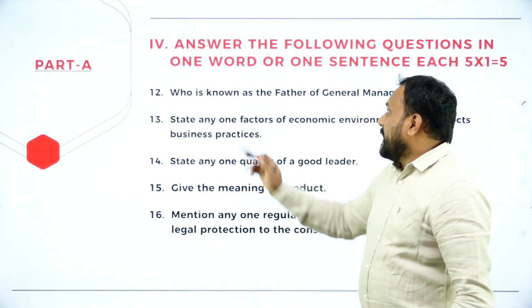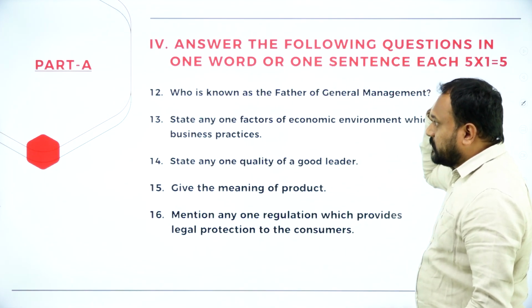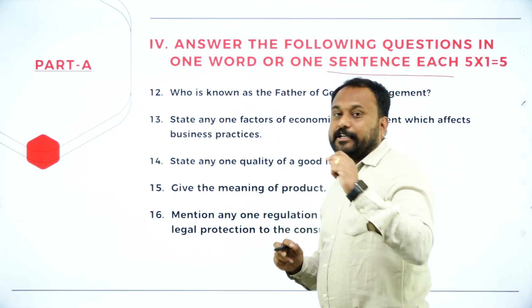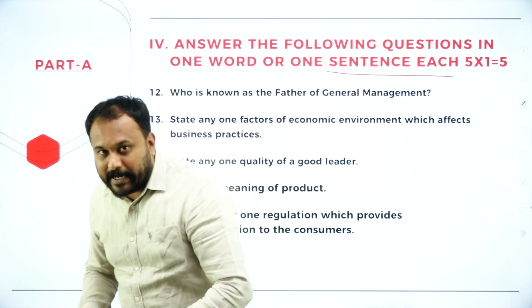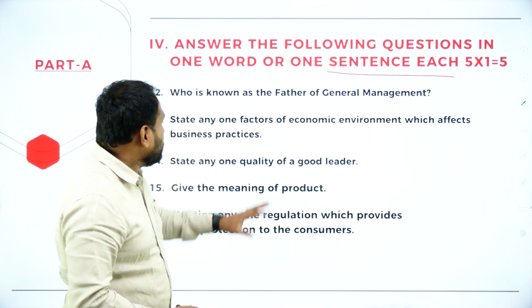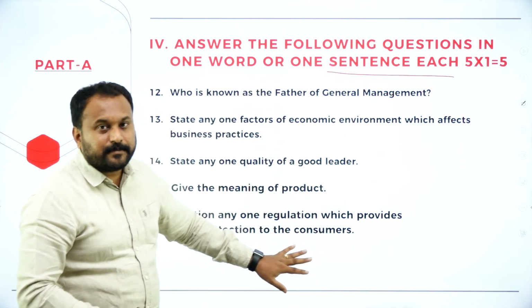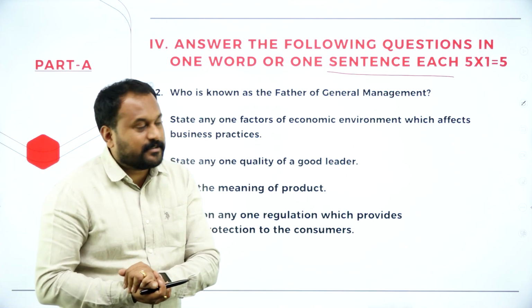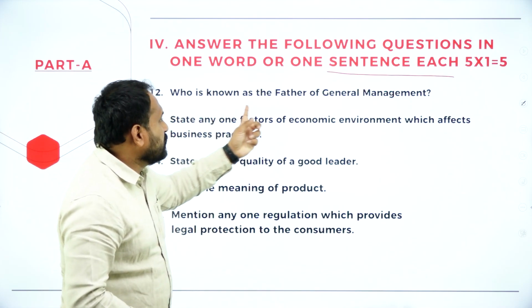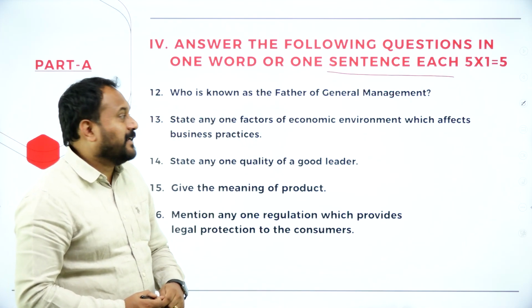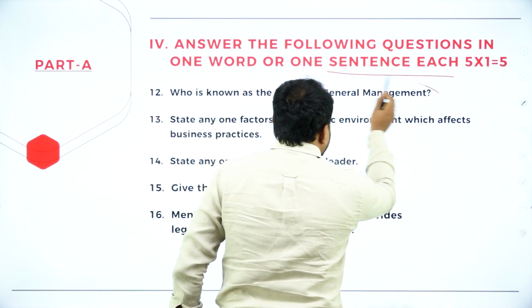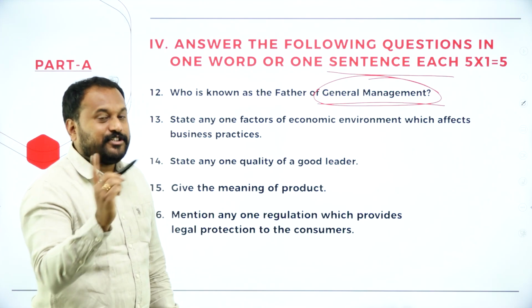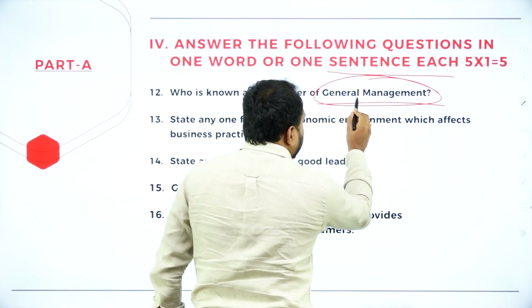The 4th section is: answer the following questions in 1 word or 1 sentence each. 5 into 1 is equal to 5. So if you go with this, this is what you can answer in 1 word or 1 sentence. Let's go with the first one. Who is known as the father of general management? The word is what here? General management. I told you in my sessions, if you go back and check, general, L is there, general.